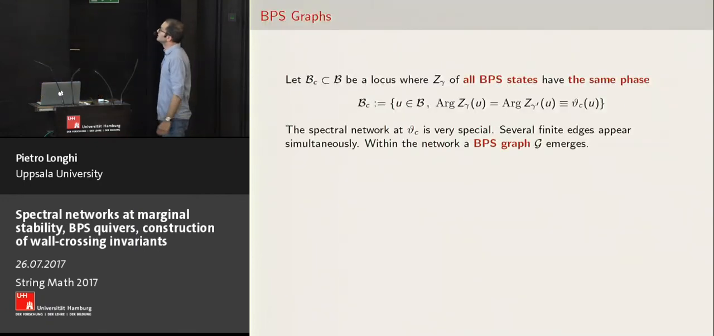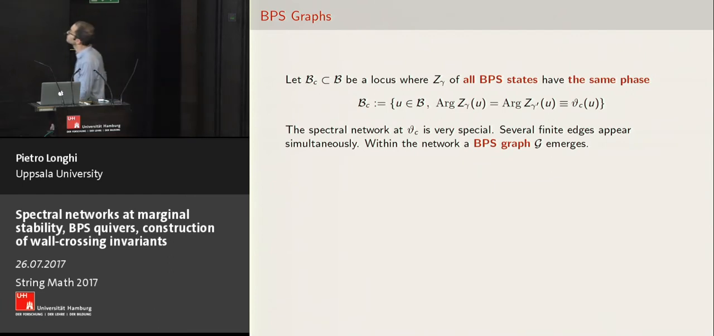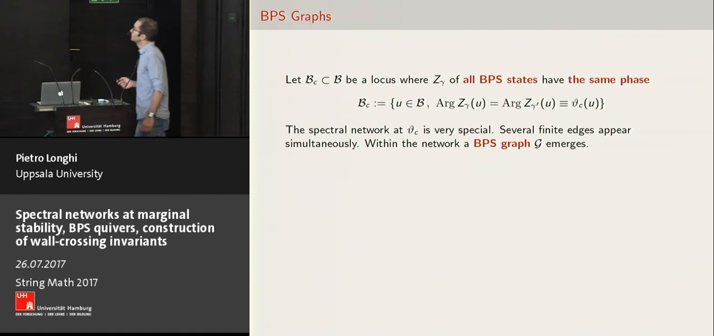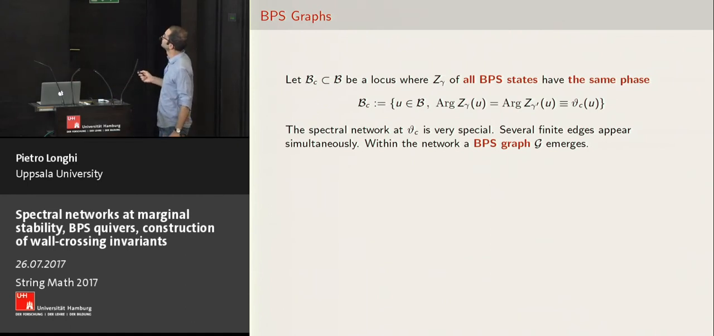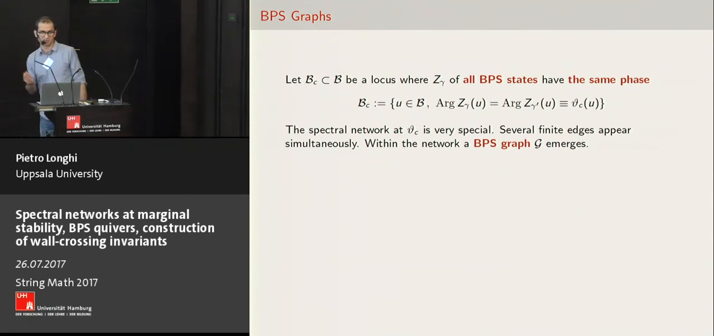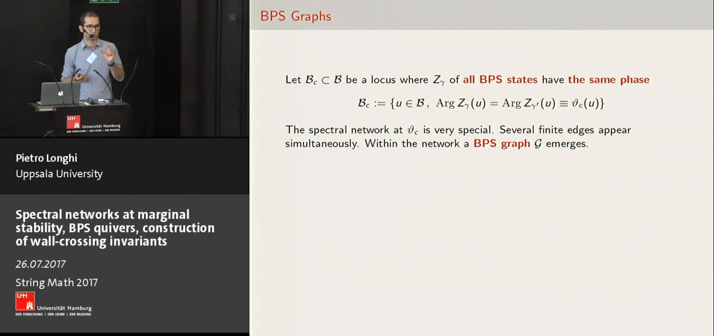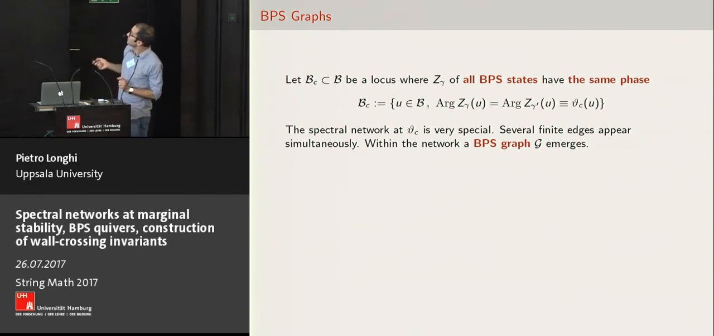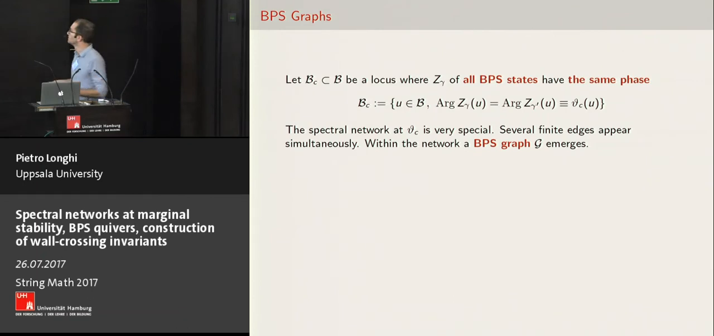So to define a BPS graph, we need to go to a special locus inside the Coulomb branch, which I'll call the critical locus. And this is defined as the place where the phases of all central charges of BPS particles are the same. Now, at the critical locus, if we tune the network to the phase of all BPS states, then this becomes very special, because at the phase of a BPS particle, there's a finite edge which appears within the network. But now all BPS states have the same phase, and so all these finite edges must appear simultaneously. So they form a graph within the network, and this is what we call the BPS graph.